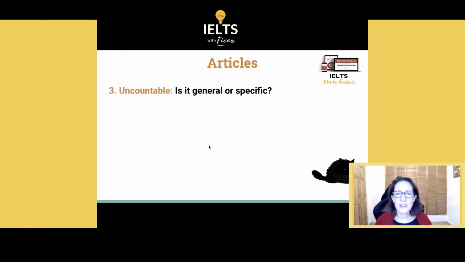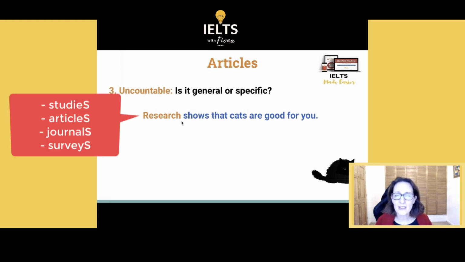The third point is about uncountable nouns. And again, you have this decision to make about whether it's general or specific. So look at this sentence from a task 2 essay: research. Is that general or specific? Well, of course, it's general because we don't know where this research is from. It's all kinds of research. It's studies, newspapers, questionnaires, articles. It's uncountable and it's general.